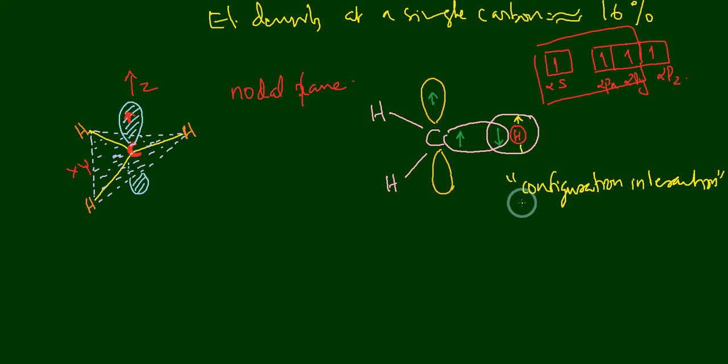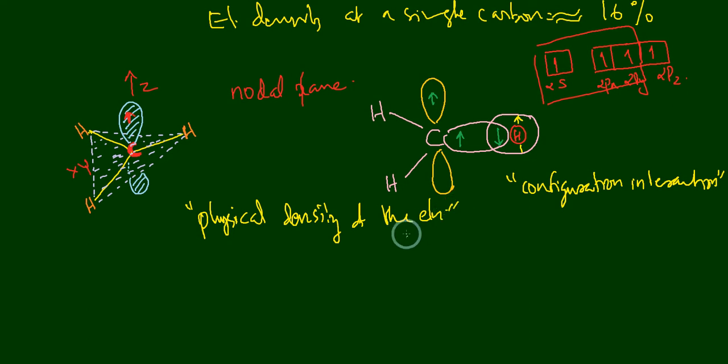Philosophically speaking, some time ago we were defining the electron density as the physical density of the electron. Whenever we say that there is some electron density around the nucleus, we mean that surrounding that nucleus there is a physical presence of the electron cloud. That is what the physical density of the electron means.